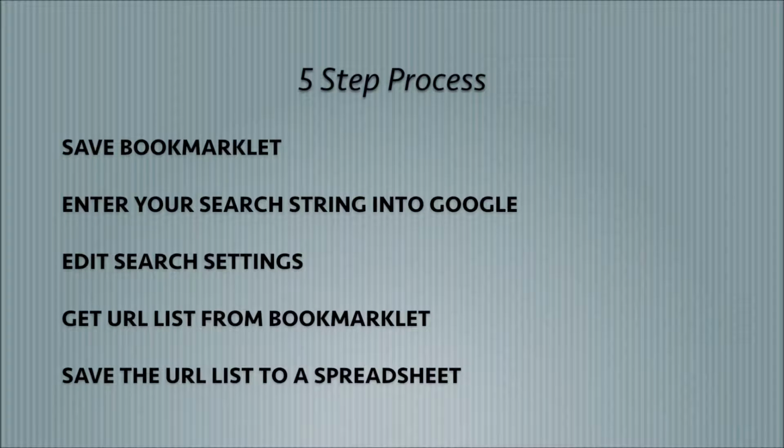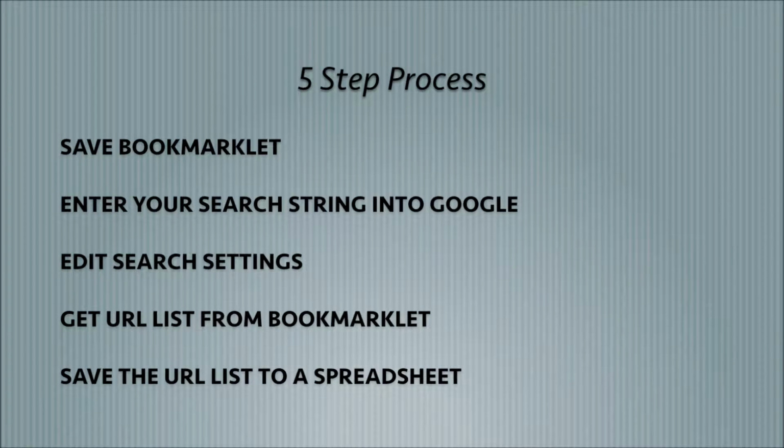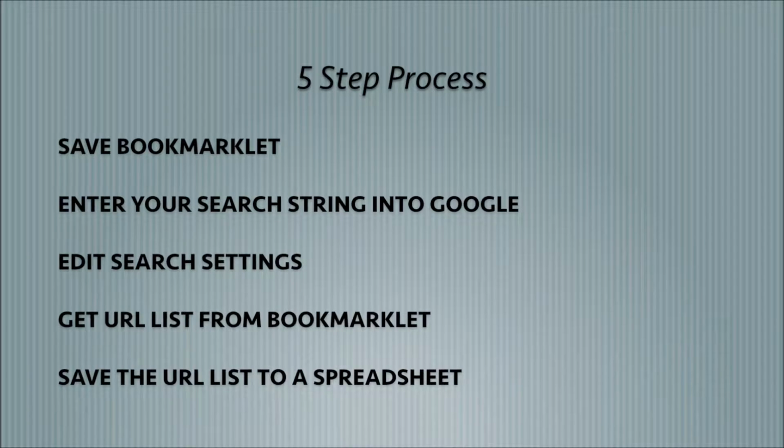So just as a quick overview of what we're going to be going through in this video, first we're going to be saving a bookmark to the toolbar, and that allows us to pull URLs from a Google search and then save them as a plain text file. This will come in handy later on in the video, but just to let you know that's the first thing I'm going to be doing. After that, we're going to be entering our search string into Google, which is going to be a custom search string for our niche. And then we're going to be editing and saving our settings to tailor to that exact search result that we want. Followed by that, we're going to be getting the URL list from the bookmark that we saved, and then finally saving our URL list into a spreadsheet file.